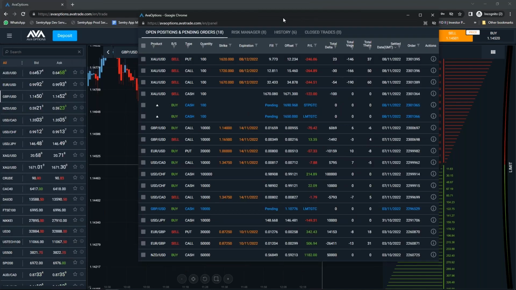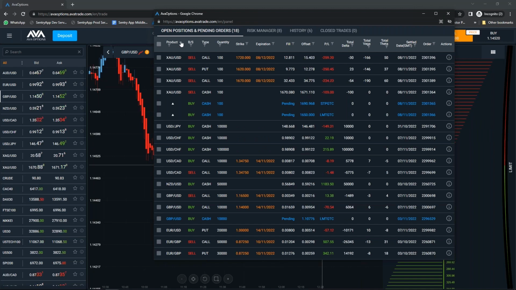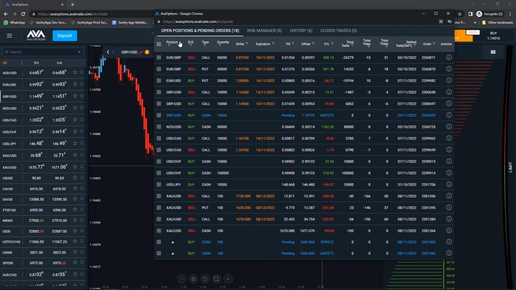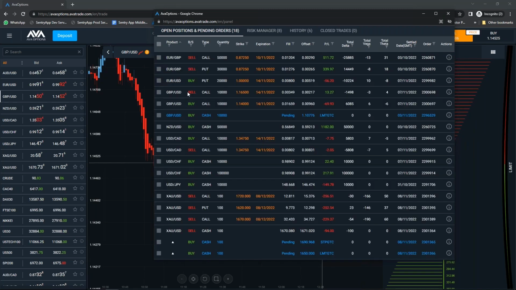And you can see we've got positions in gold, we've got positions in sterling against the dollar, euro dollar, dollar CAD, dollar Swiss. We can sort, we can filter. Here I'm sorting by the asset. We also can sort by the expiration date, by the order number. You can filter and just look at our euro sterling positions, for example. We've got every which way a complete platform here.